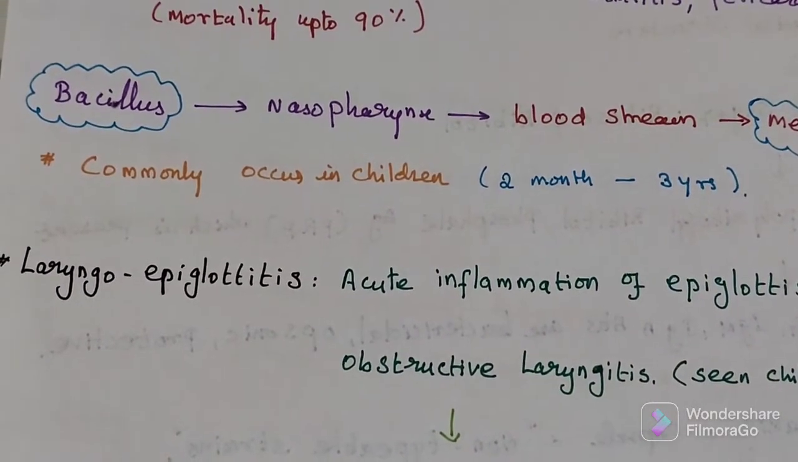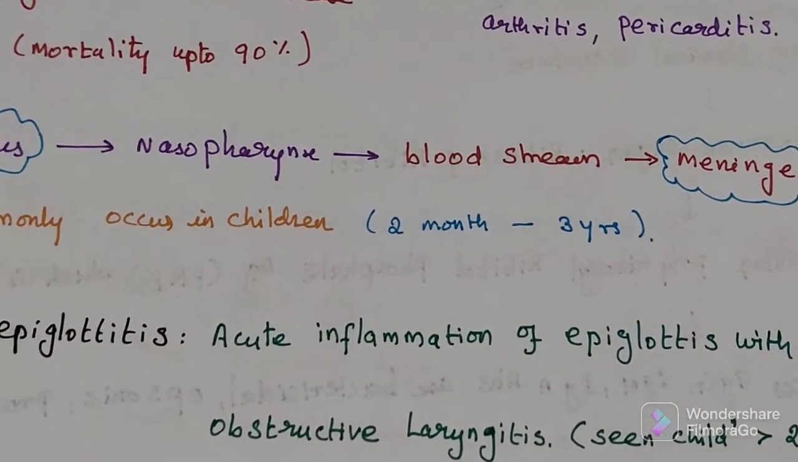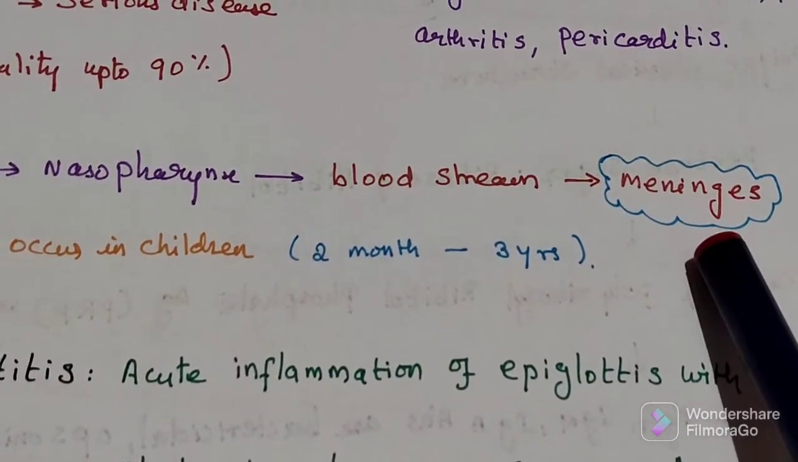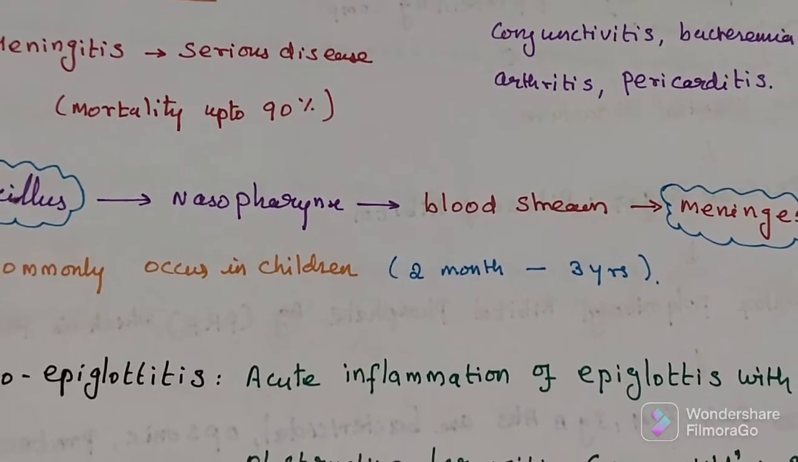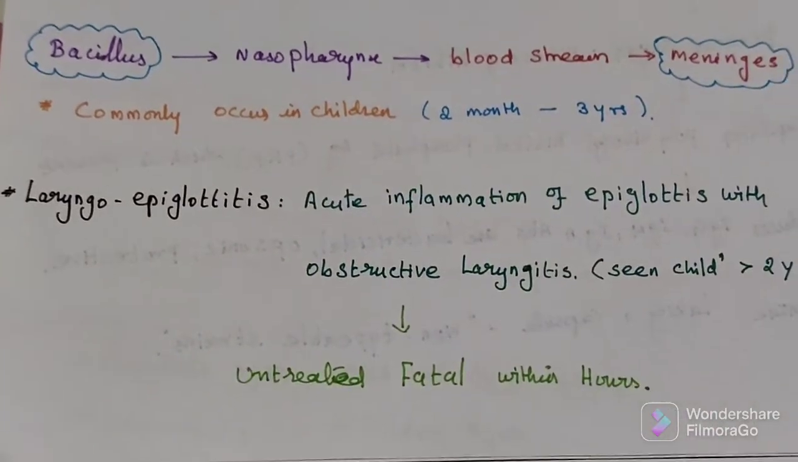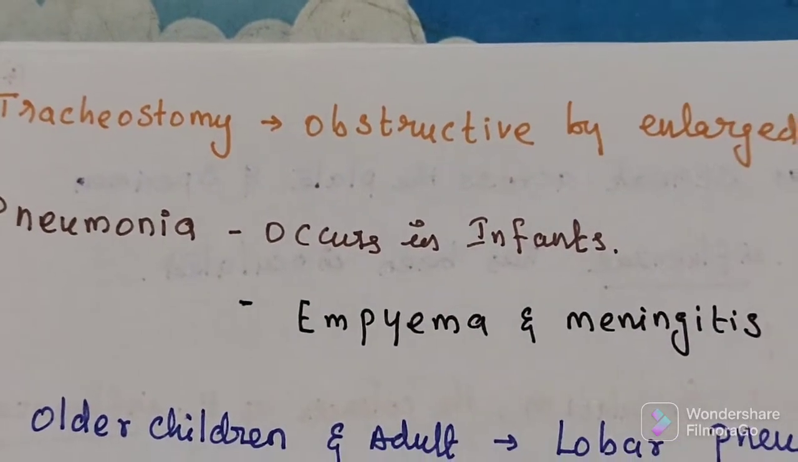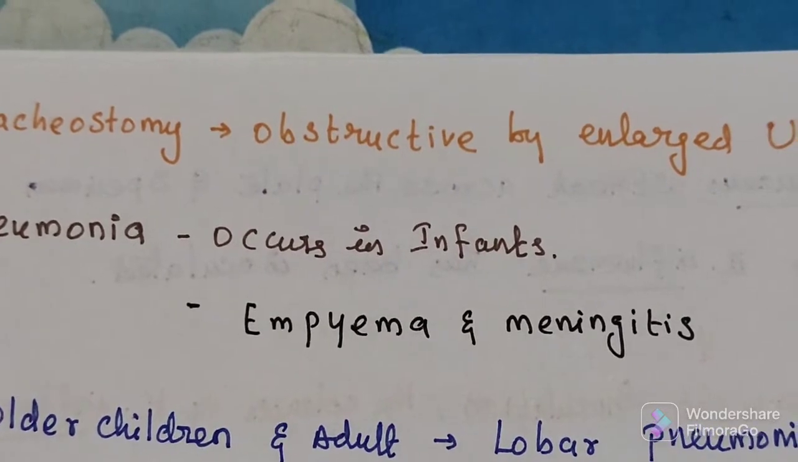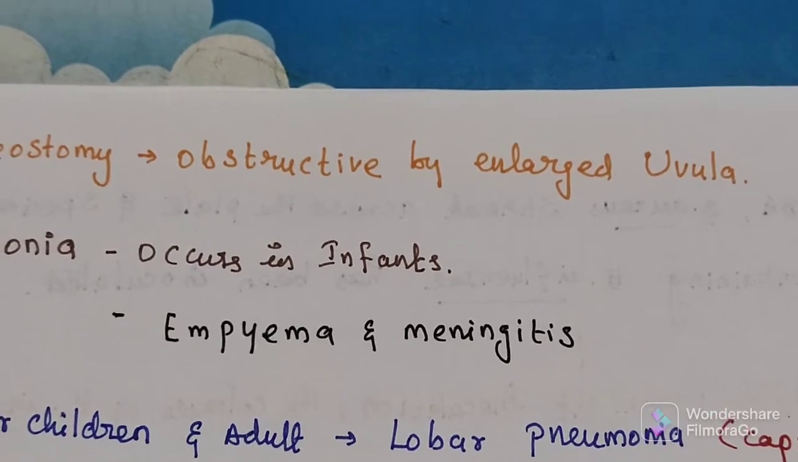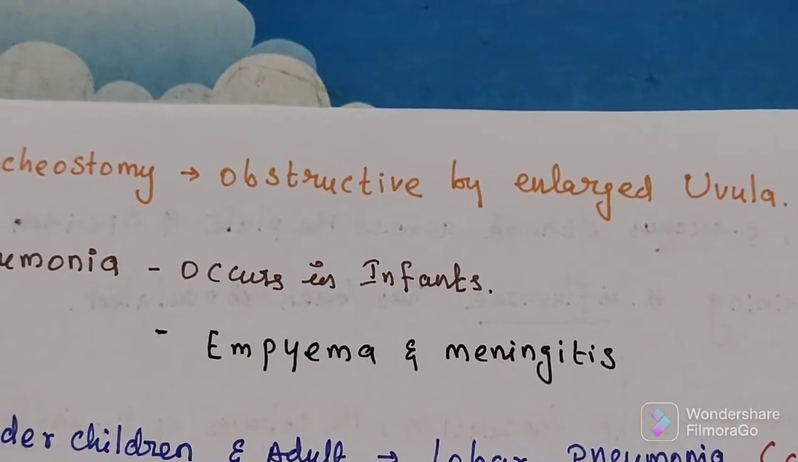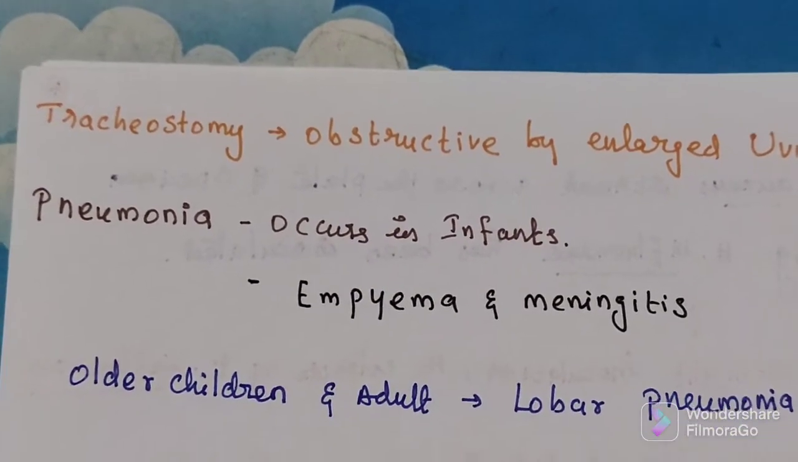So the bacillus enters the nasopharynx, then reaches the bloodstream, and then affects the brain, mainly in children 2 months to 3 years of age. Next, tracheostomy is performed to relieve obstruction by an enlarged uvula. Here the uvula is enlarged, causing obstruction of the trachea, so tracheostomy is performed.